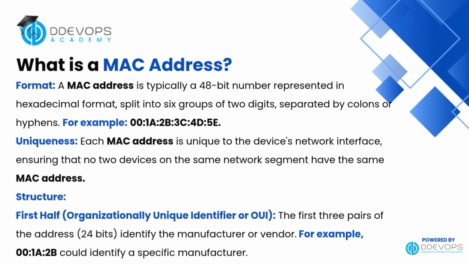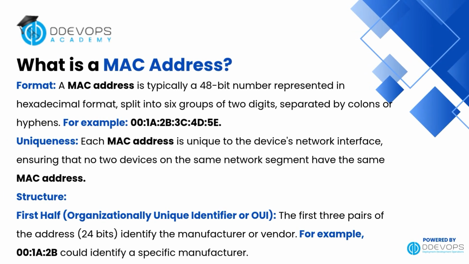Format. A MAC address is typically a 48-bit number represented in hexadecimal format, split into 6 groups of 2 digits, separated by colons or hyphens. For example, 00:1A:2B:3C:4D:5E. Uniqueness. Each MAC address is unique to the device's network interface, ensuring that no two devices on the same network segment have the same MAC address.